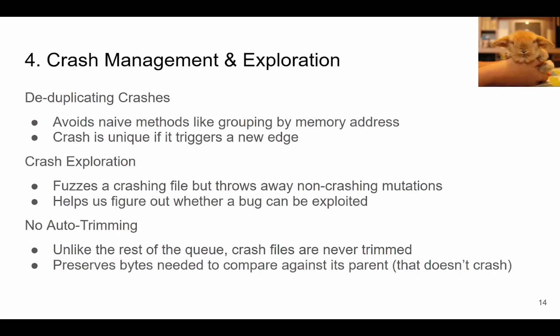Finally, when AFL finds a crash, it turns its automatic file trimmer off. So it'll save the input exactly as it was discovered so that someone can put it side by side with the non-crashing parent and then run a simple comparison between the two files and see the exact mutation that caused the crash.